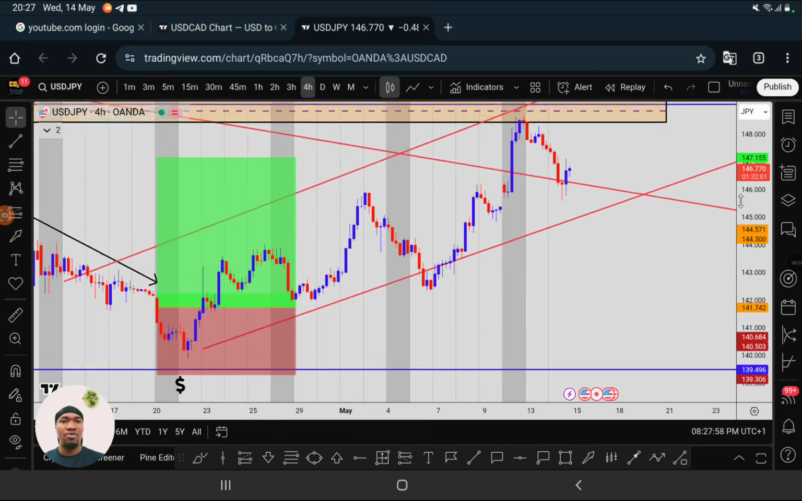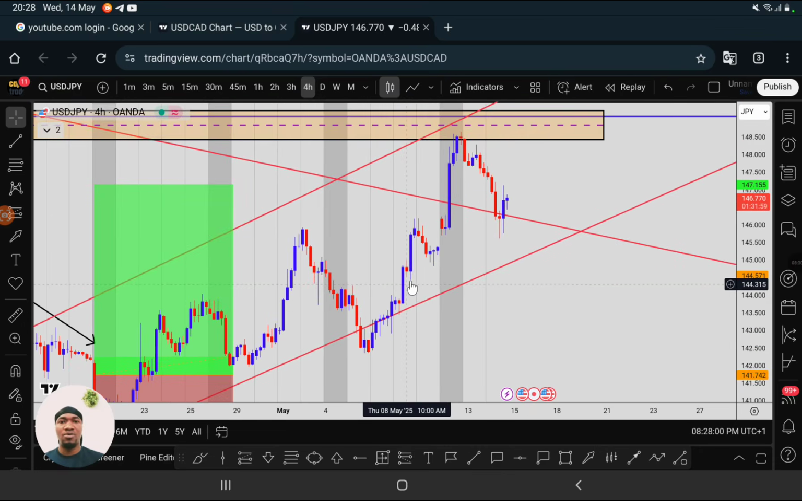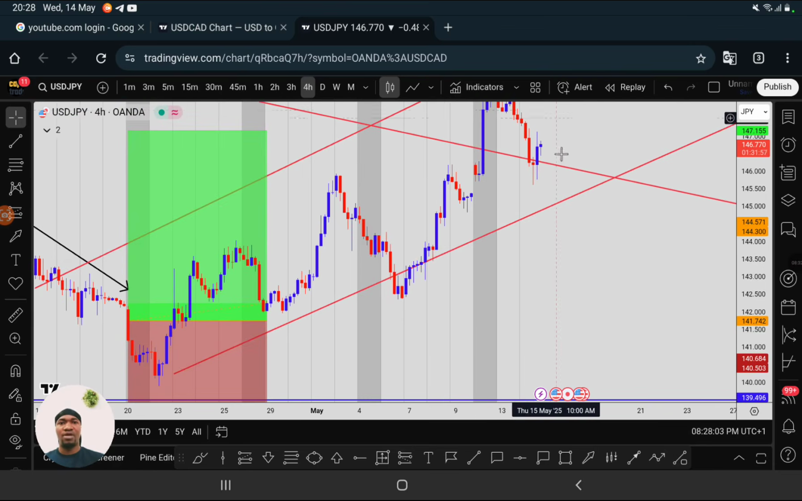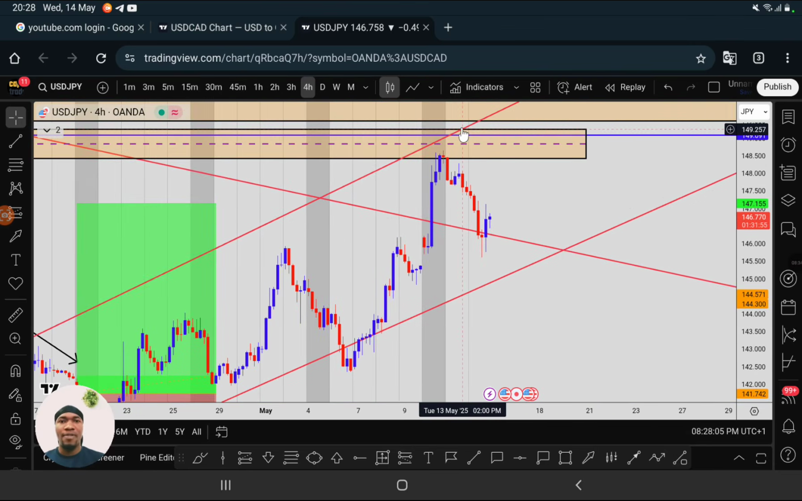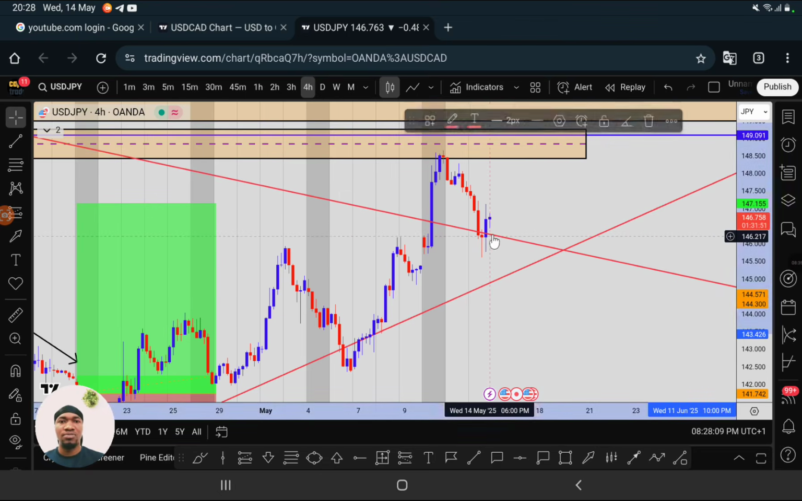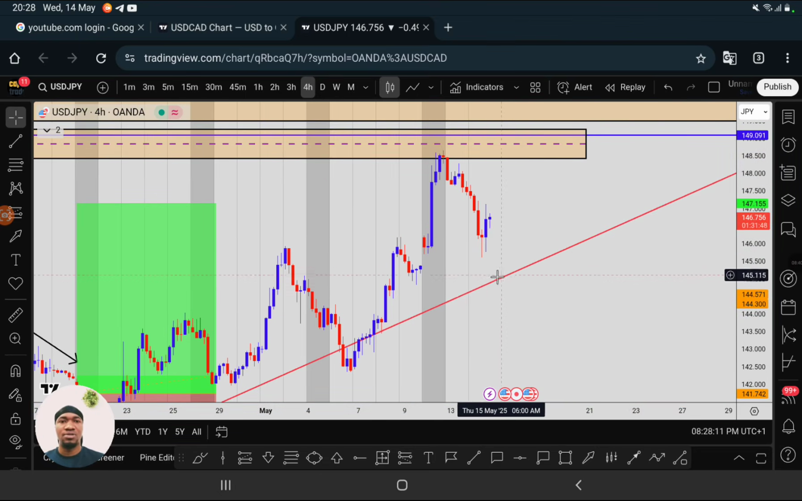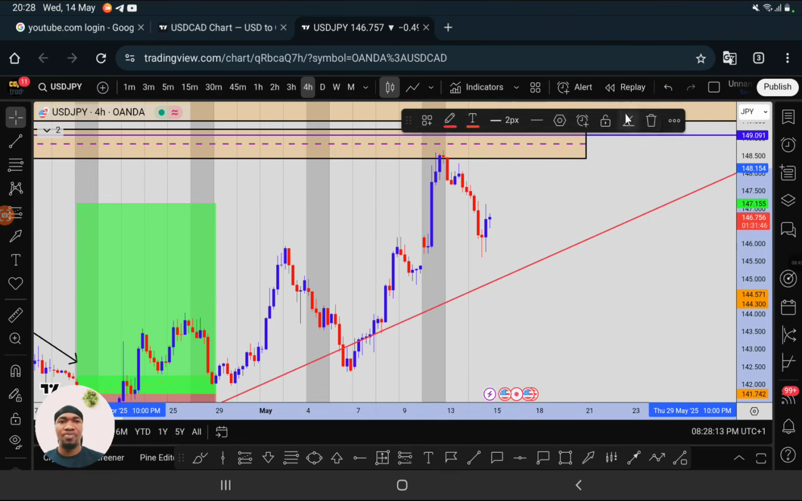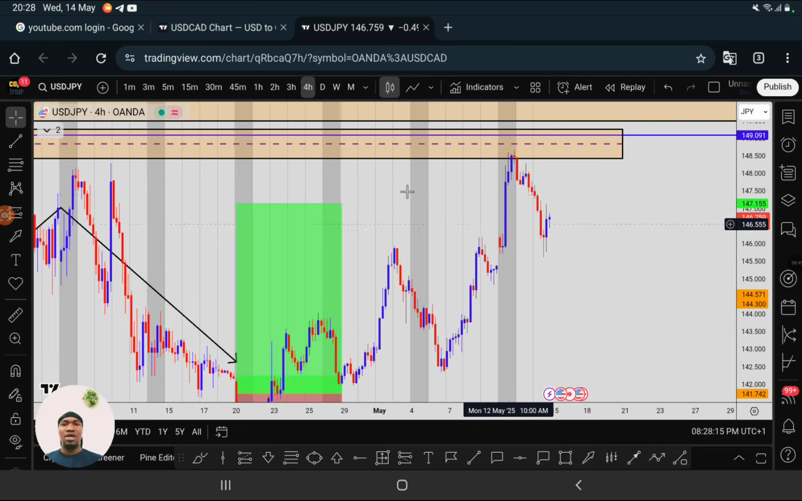So on H4, look at what's going on. Look at the buy, right? Look at how price went up. And now see what's going on. So delete this. Delete this. Delete this. So we can see what's happening at this zone.